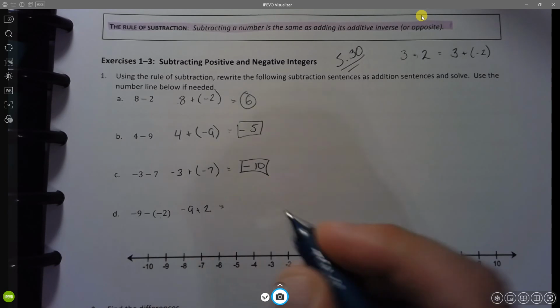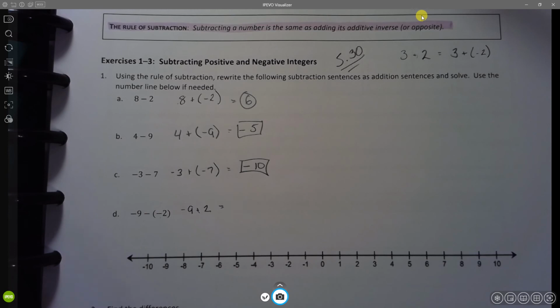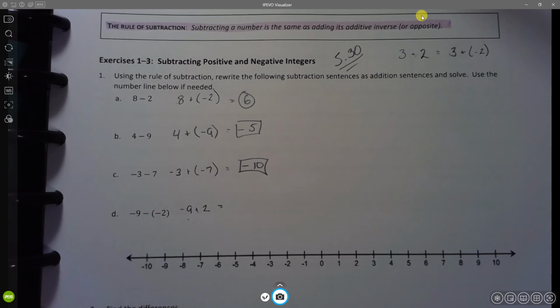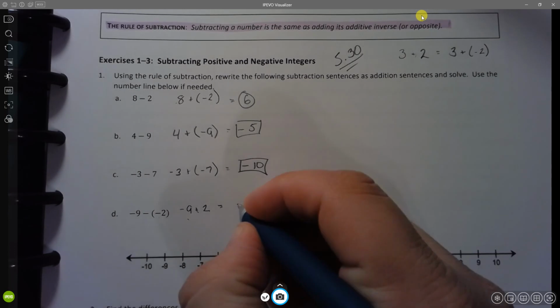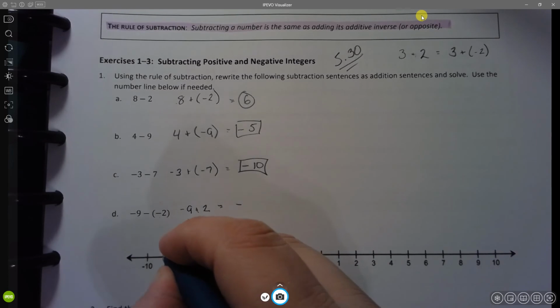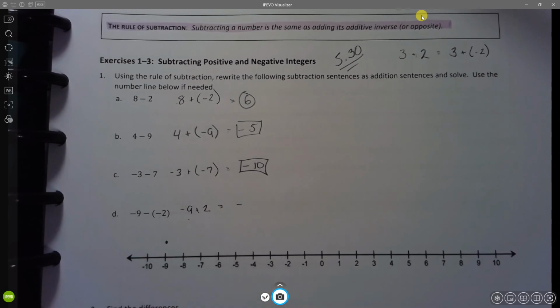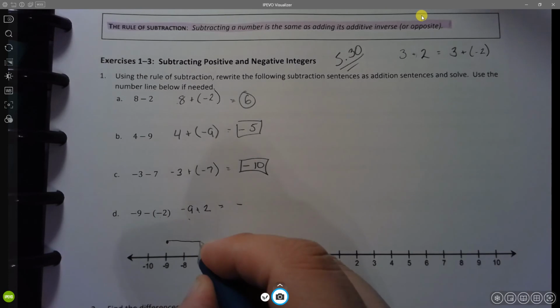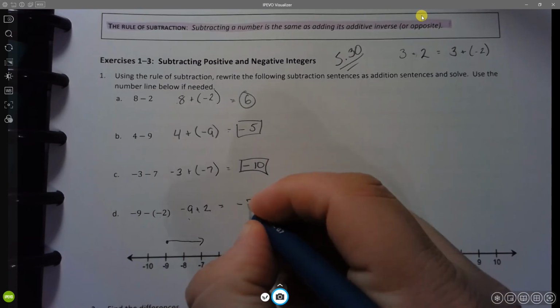Okay, so again the question becomes, which number is the furthest from 0? A negative 9 or 2? A negative 9 is. So my answer is going to stay negative. So if I start at a negative 9 and I add 2, that means I'm going to move to the right a positive 2. My answer is going to be a negative 7.